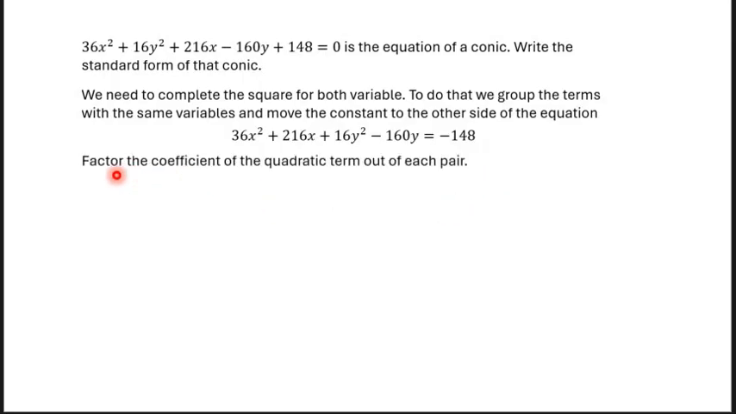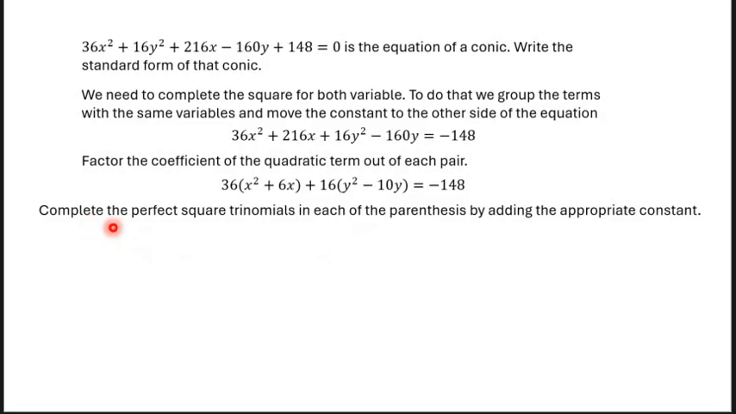Now I'm going to factor the coefficient of the quadratic term out of each pair. In the first pair, 36x squared plus 216x, the quadratic term has a coefficient of 36, so I'm going to factor out a 36. And in the second pair, 16y squared minus 160y, the quadratic term has a coefficient of 16, so I'm factoring a 16 out of the second pair. So I factor a 36 out of the first pair, and this is what I have left inside of the parentheses. I factor a 16 out of the second pair, and this is what I'll have left inside of the parentheses. So now I have these binomials x squared plus 6x and y squared minus 10y.